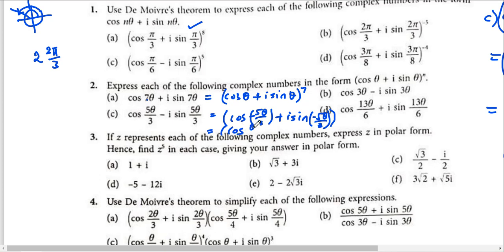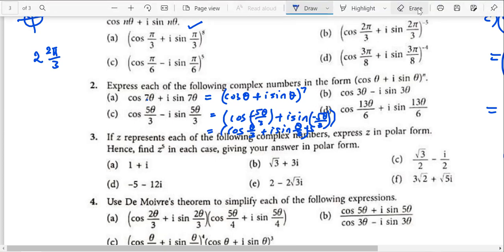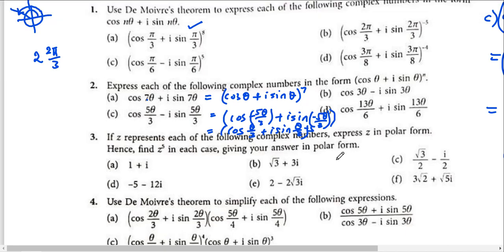Cos theta over 3 plus i sin theta over 3, to the power of negative 5. To a power of negative 5. Okay, this power must be an integer. Must be an integer. Okay, don't take the 3. Okay, this is how you do.